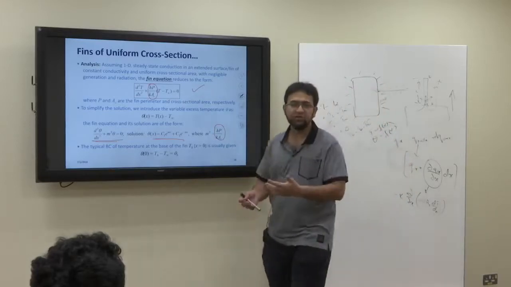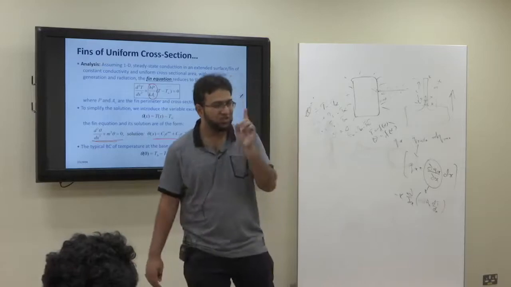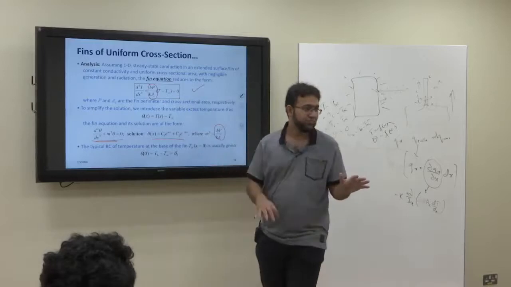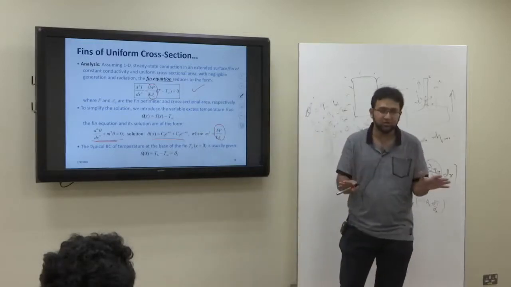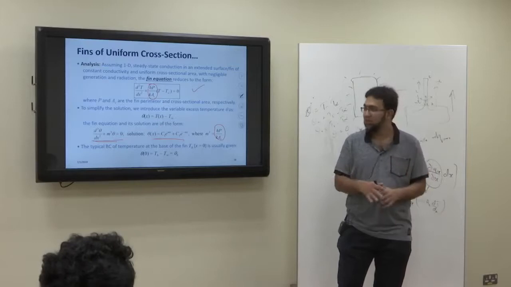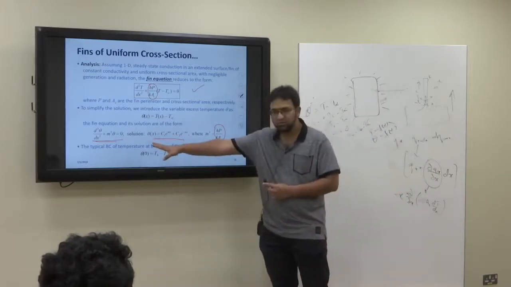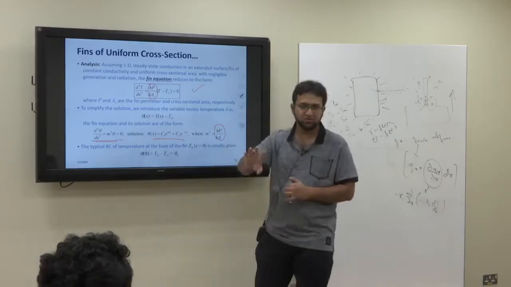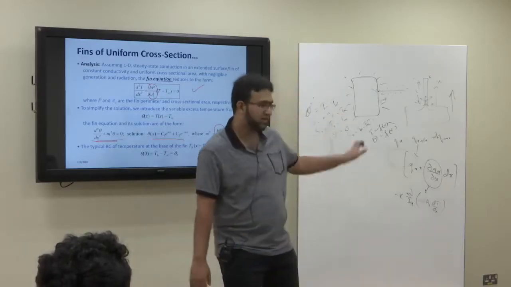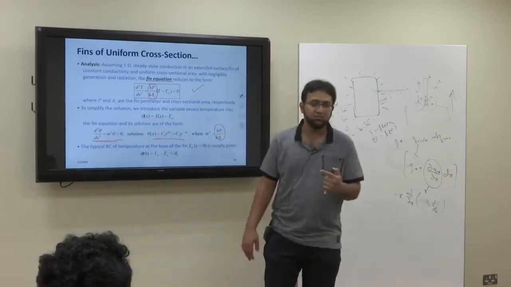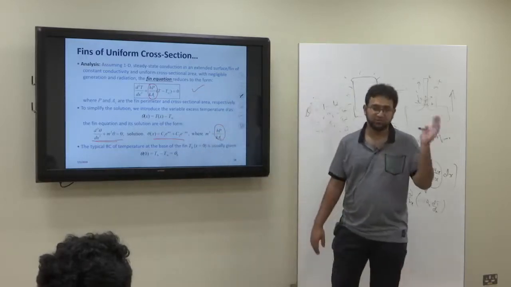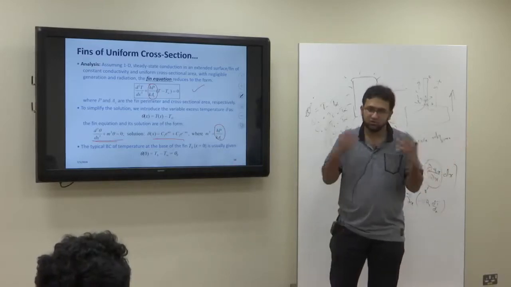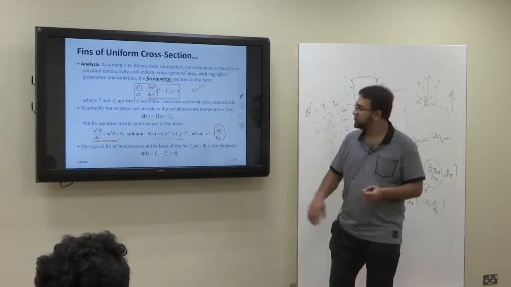And from whatever we have studied so far, you know that if we change the boundary condition, then the solution changes. So now we have this equation, and we need two boundary conditions. One boundary condition is fixed, which is the base temperature. But for the other boundary condition, we have many options. And if we change the option, then the solution will change. Right?